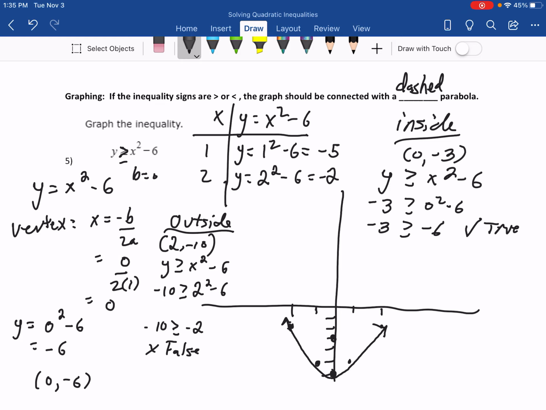Okay, so you can test any point inside the parabola. It's going to give you a true statement. Any point that's outside of the parabola is going to give you a false statement. So to depict that, we're going to shade inside the parabola.